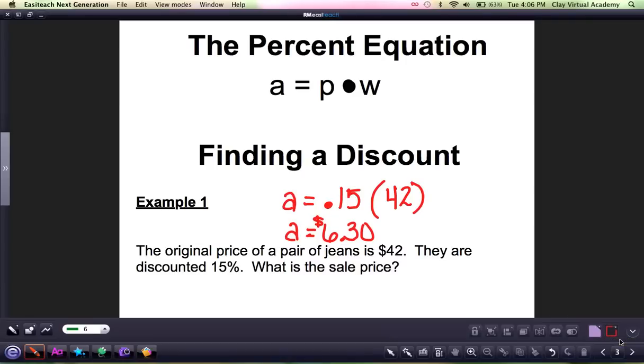Okay? Now, here's the thing. The $6.30 is not what the pair of jeans is going to cost you. That's how much you're getting off of the pair of jeans.